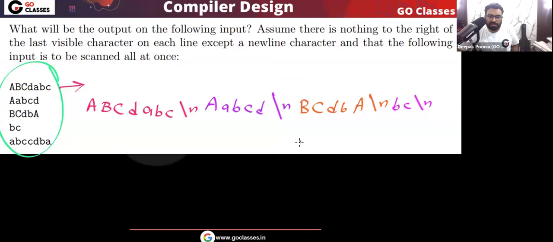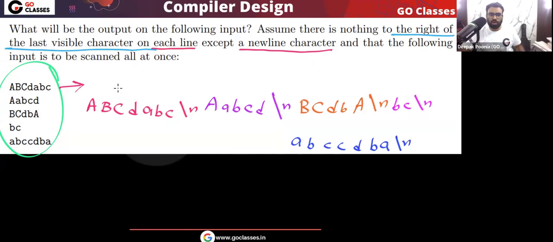And after that, there is A, B, C, C, D, B, A. And remember, there is a new line character here also, because each line has a new line character. At the end, you can see to the right of each line, the last visible character on each line.